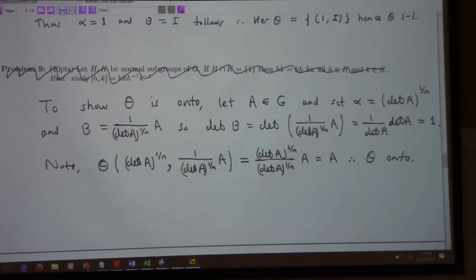So to show theta's onto, I have to take A in G, and basically I want, if I put B equal to this, so the determinant of B is 1, then I can map theta of the nth root of the determinant of A times 1 over the nth root of the determinant of A, and that will map to A, so it's onto. But at some point or another, you have to face the music, and you need to know that identity for the determinant, otherwise you can't really do this problem.